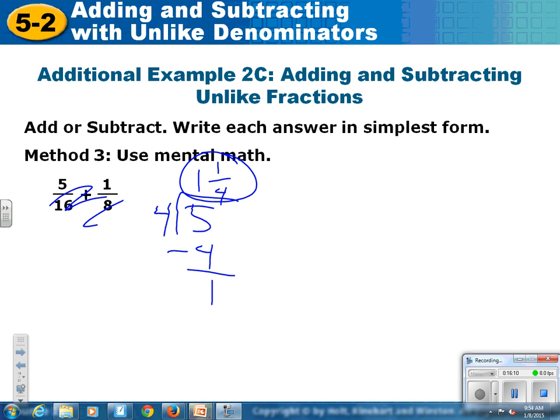So what I would like you to do for your homework is page 236, numbers 16 to 38 even.